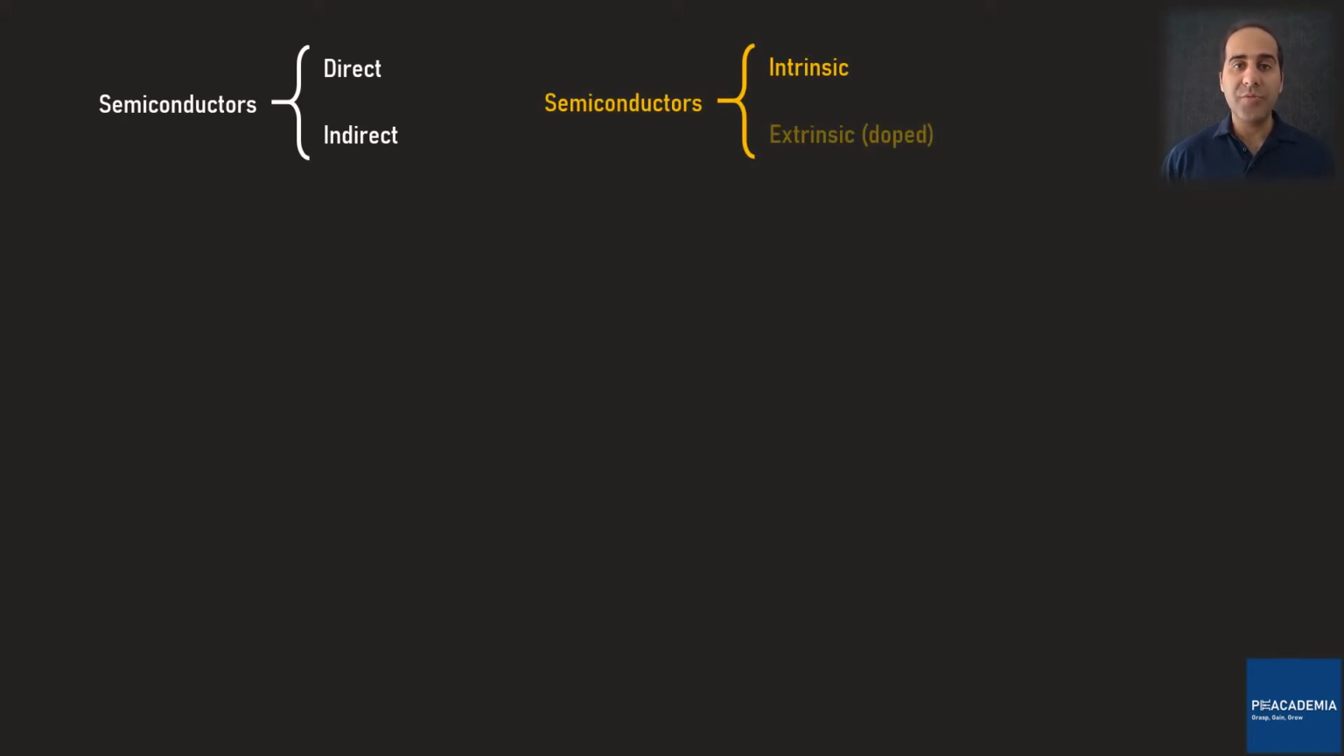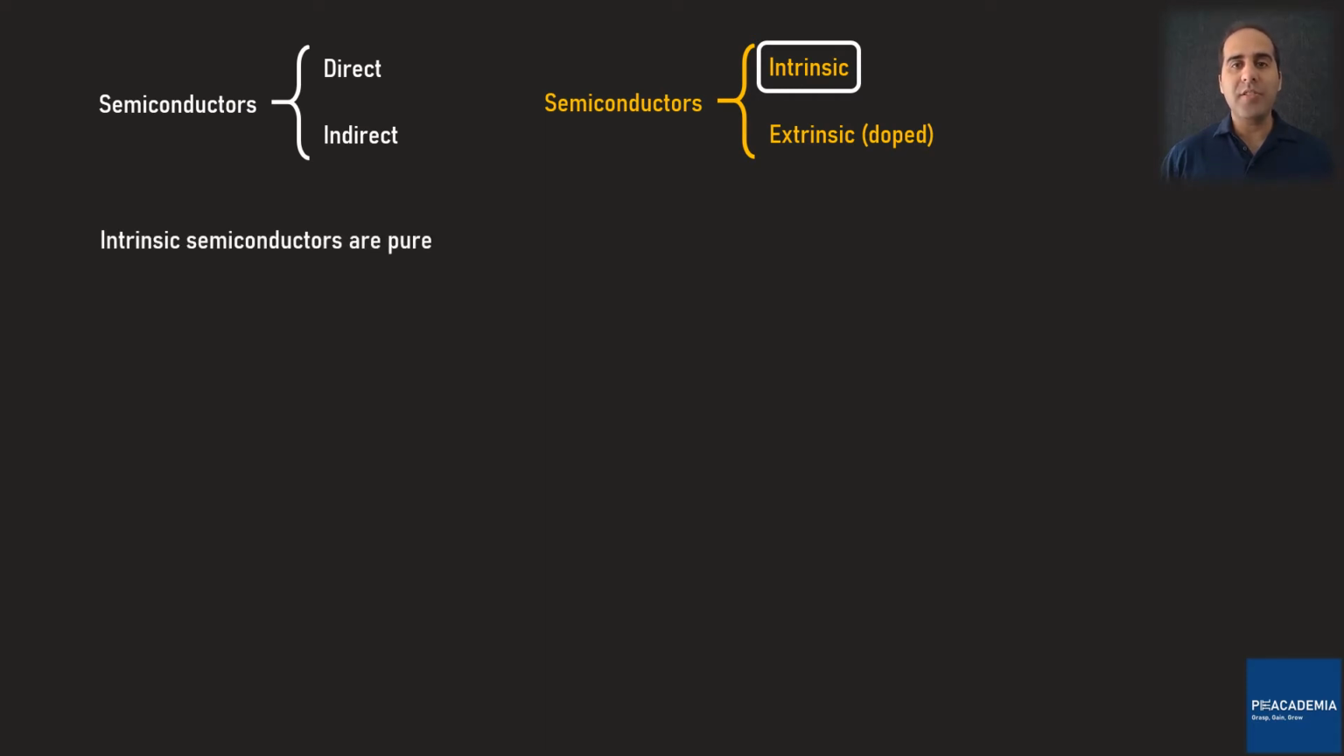One way of categorizing semiconductors was to divide them into direct and indirect. I covered this topic in the last lecture. There is another way to categorize semiconductors, and in this lecture and the following, I try to give a sense of that. We can divide semiconductors into intrinsic and extrinsic. In this lecture, I talk about the intrinsic semiconductors, and the next lecture will be about extrinsic semiconductors.